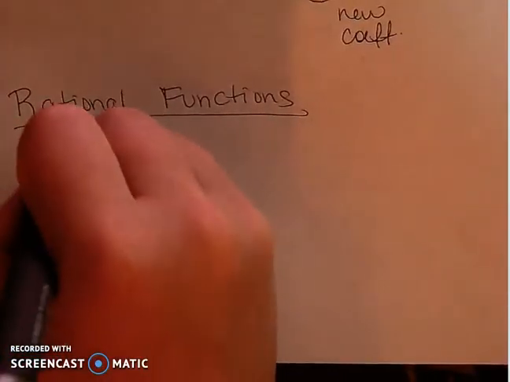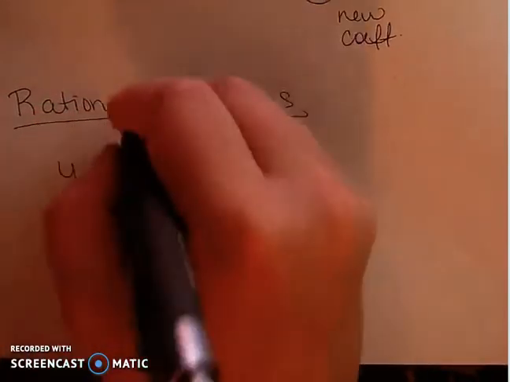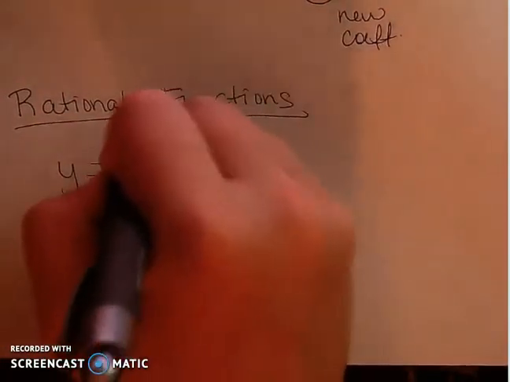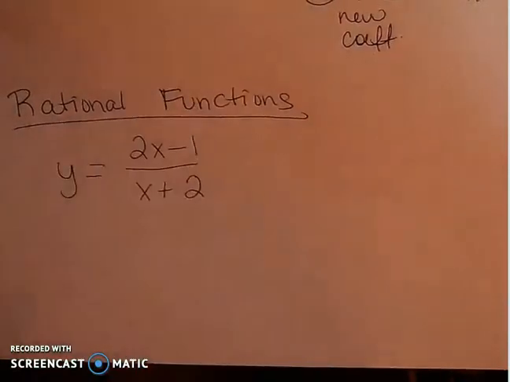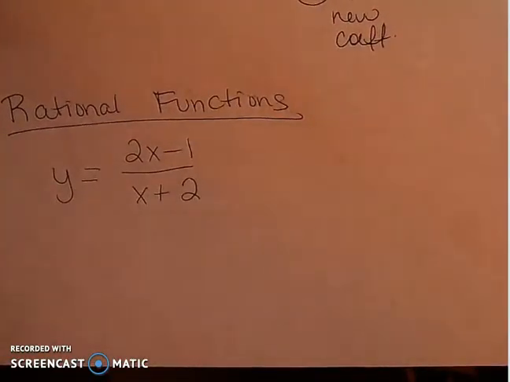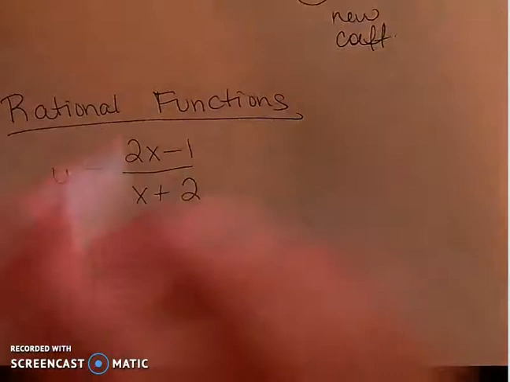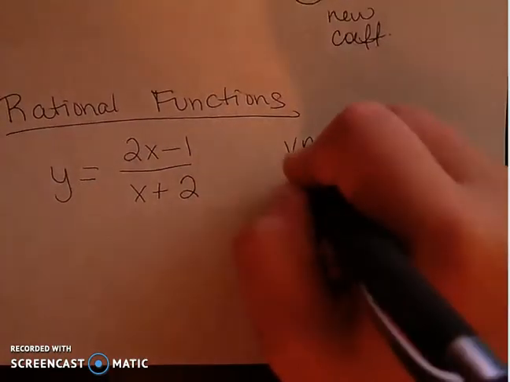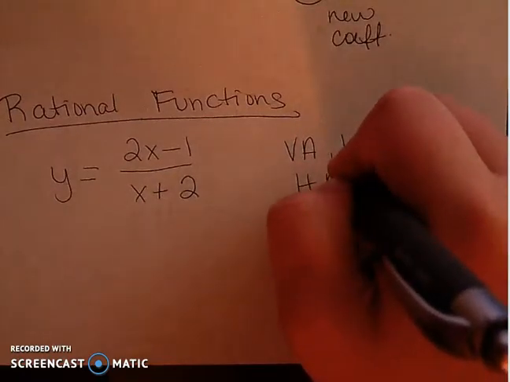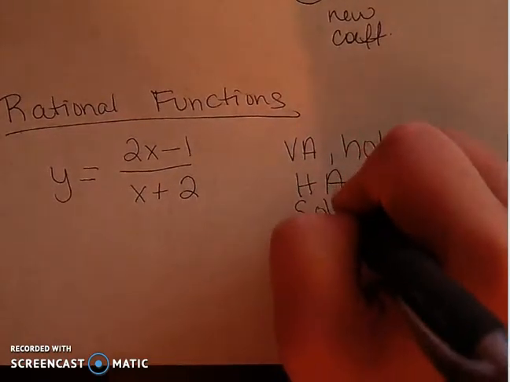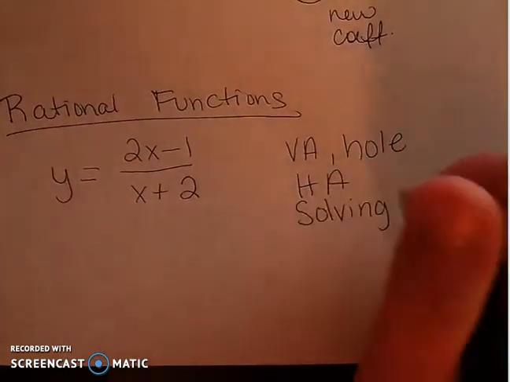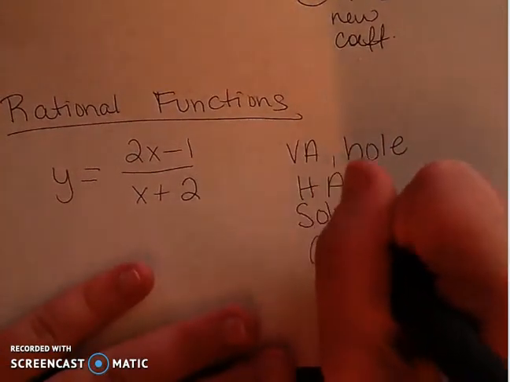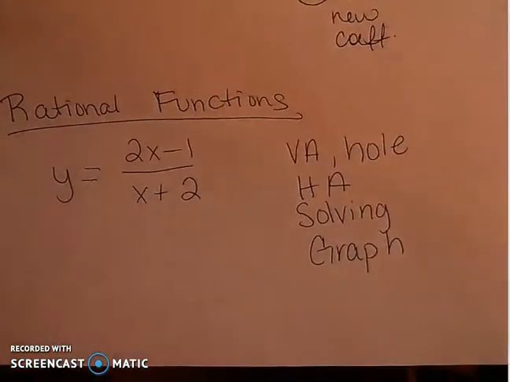Rational functions are things like y equals (2x minus 1) over (x plus 2). You need to be comfortable finding vertical asymptotes, holes, horizontal asymptotes, and solving these. Also being able to graph them. But again, it's multiple choice, so all you need to be able to do is identify them. So we're going to go through these 5 things.